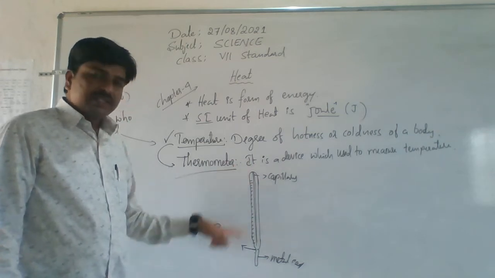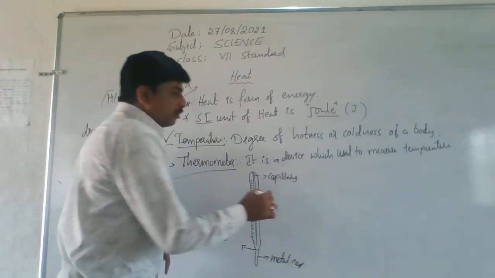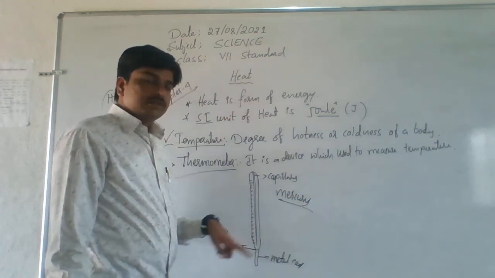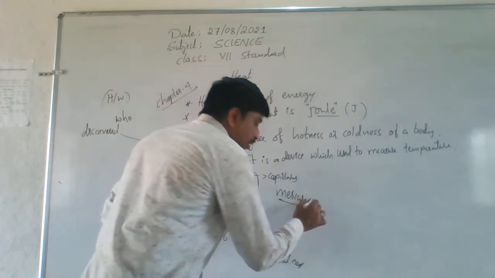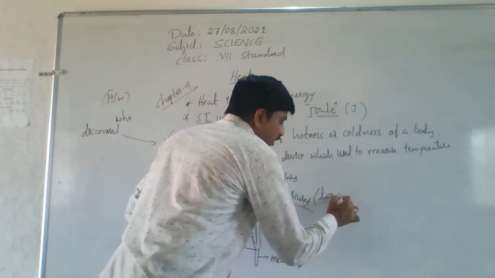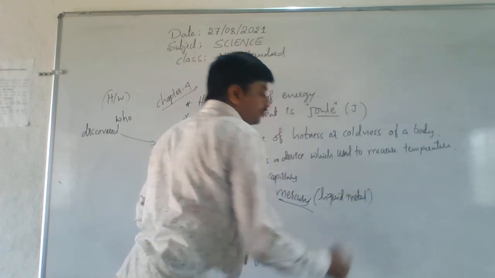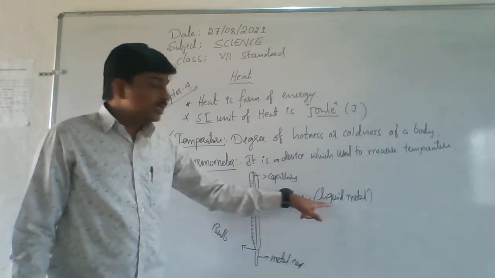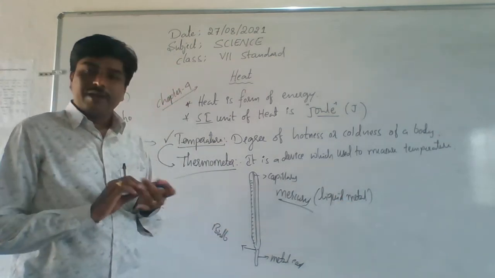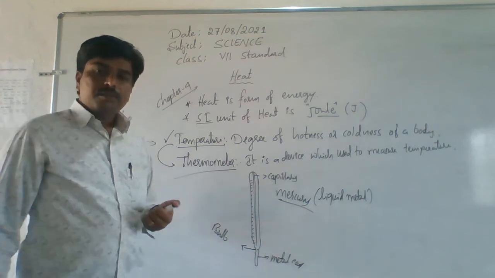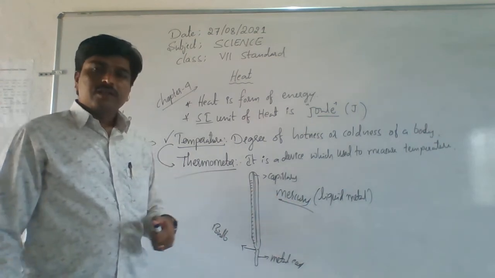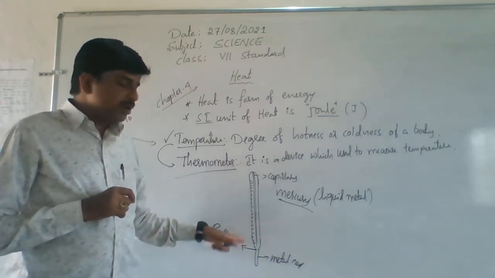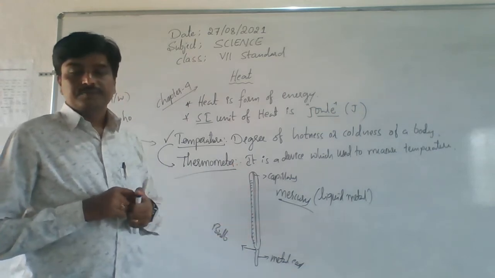And to show the measurement scale in the thermometer, they use mercury. See students, mercury is a liquid metal. Normally metals are solid and hard. But one exception is mercury, which is in a liquid state at room temperature. So that mercury is used in a thermometer to show the temperature level.